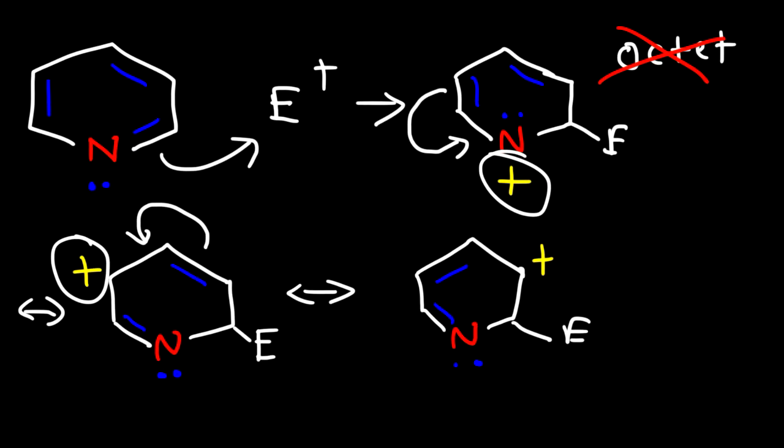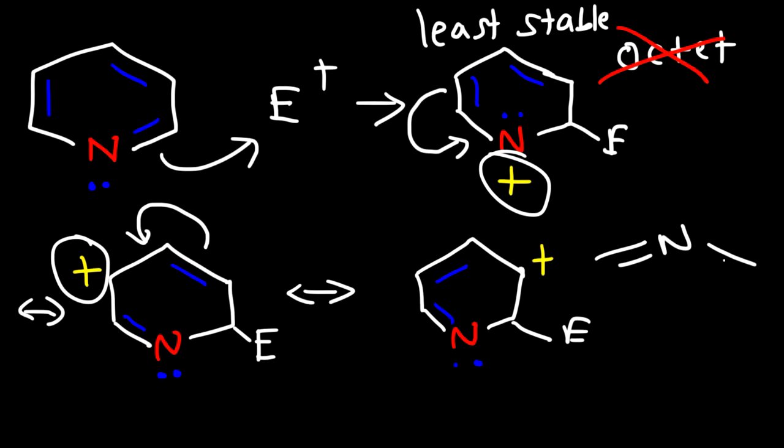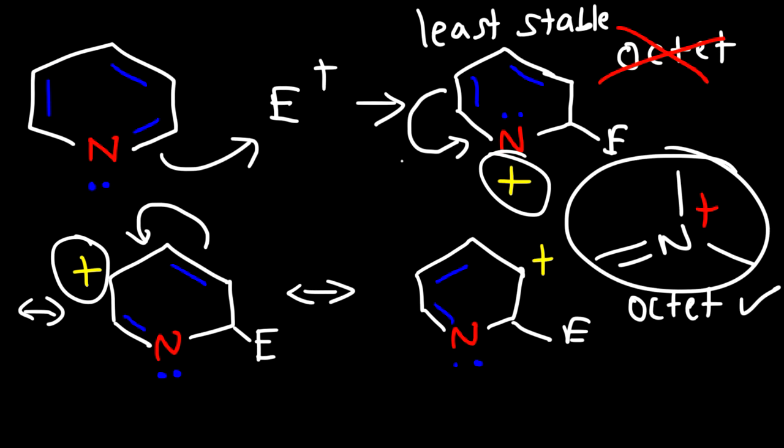So we have 2 things working against this intermediate. So this is the least stable intermediate. We have an incomplete octet and a positive charge on an electronegative atom, which means that it's not good. Now let's compare it to, let's say, a situation where we have a positive charge on a nitrogen, but we do have a complete octet. So this one, it satisfies the octet requirements, which is good. And so this situation is better than this one, even though the positive charge is on a more electronegative atom.